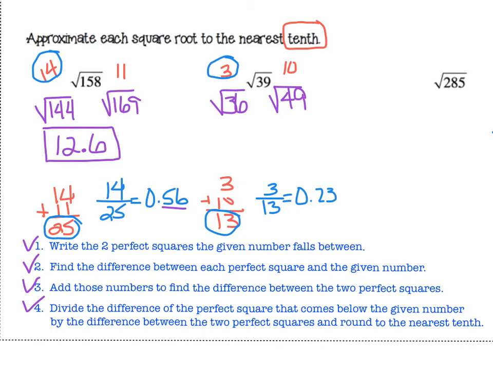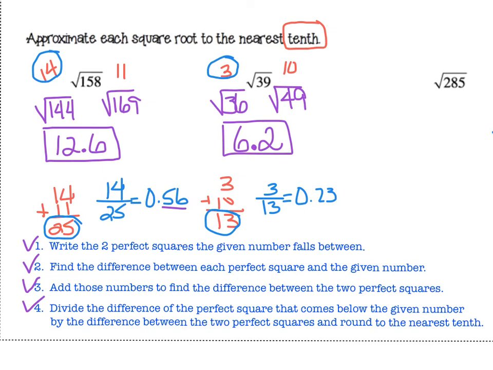When I go to write my final answer, I'm going to say to myself the square root of 36 is 6 and the square root of 49 is 7. Therefore, the square root of 39 is going to be somewhere between 6 and 7. It's going to be 6 point something. Now, I don't want to write 6.23 because I want this rounded to the nearest tenth. So if I round 0.23 to the nearest tenth, I'm just going to make that 0.2. So my estimate is 6.2.